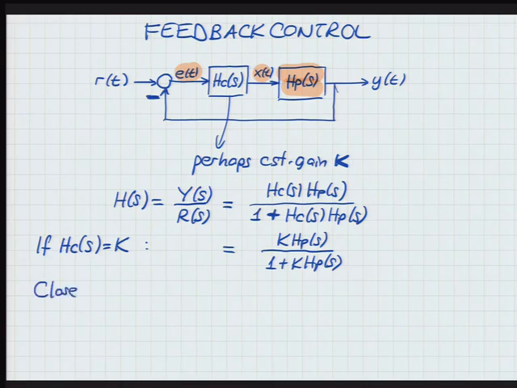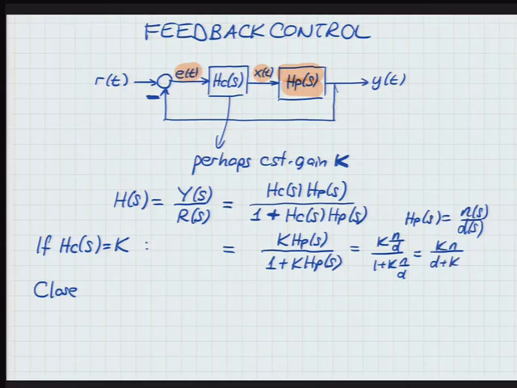Normally HP will have a numerator and denominator, so you'll simplify this expression. If HP is n of s by d of s, numerator by denominator, then you can simplify this as k n by d. 1 plus k n by d, multiply everything by d, you get kn over d plus kn. So therefore the poles will be determined by this new polynomial you have in the denominator.